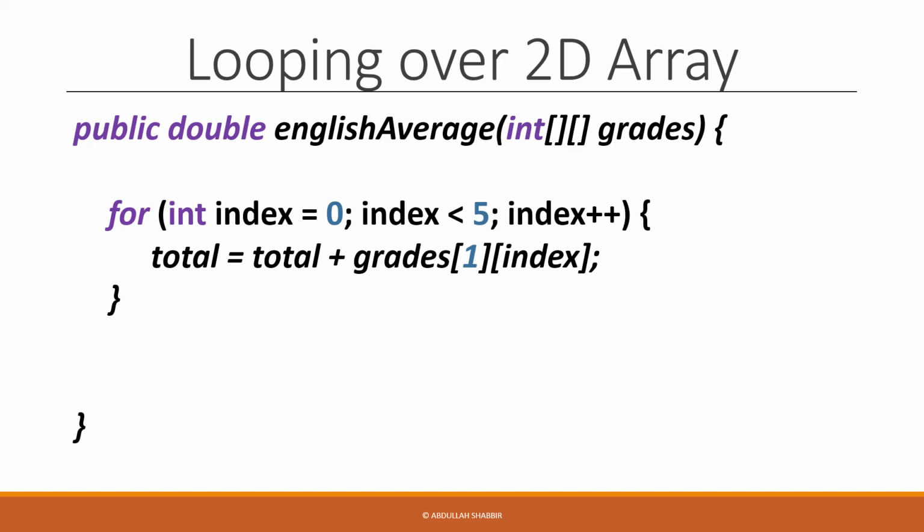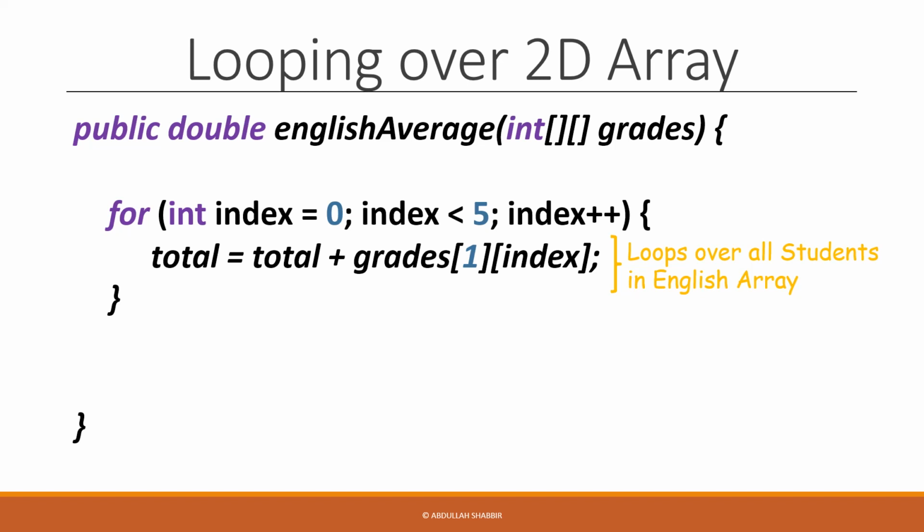This loop here is the one that we have just created earlier. It starts with the loop counter index equal to 0 and keeps going as long as index is less than 5. And inside we are accessing grades[1][index]. Remember that grades[1][index] accesses every single student in the row of English. So this loop here would go through all the students in the English array.